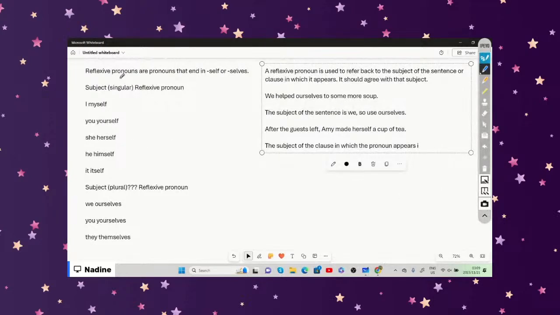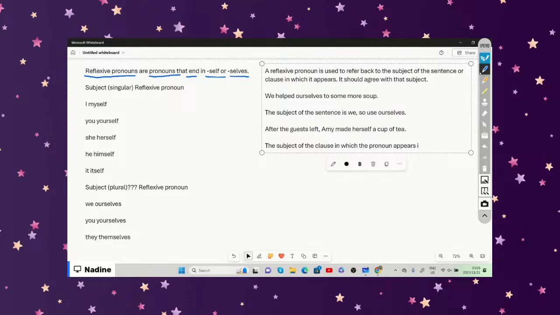So reflexive pronouns are pronouns that end either in self or selves. So that is called a reflexive pronoun. It's like saying myself, herself, himself. If we say it in a plural form, then we can say yourselves, ourselves, themselves, right?